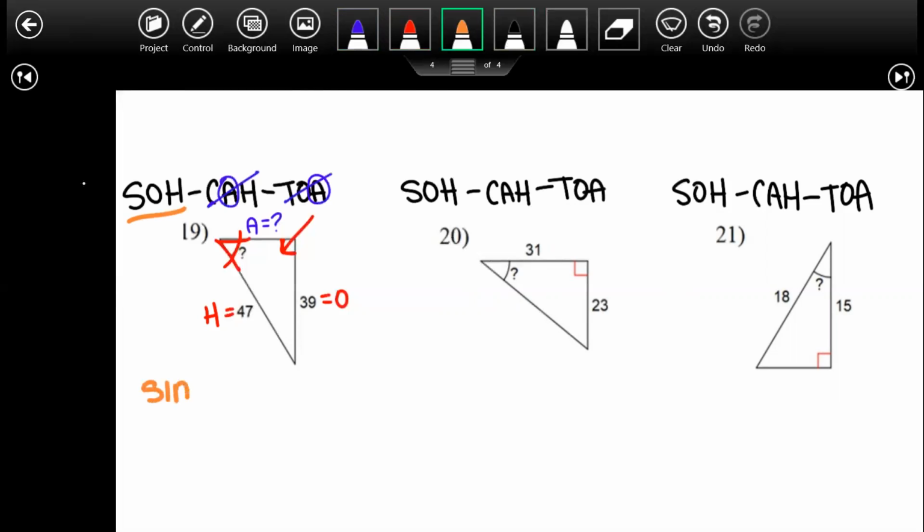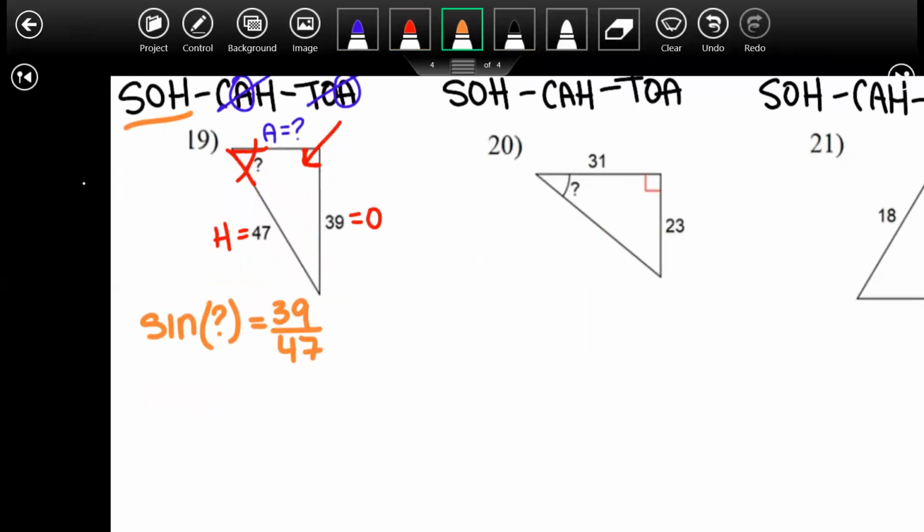Sine of my angle. Do I know what my angle is? No. So I'm just going to put a question mark in there. Is equal to our opposite over hypotenuse. You have to use the inverse of sine. We got to be able to use the inverse sine in order to solve for this. Sine inverse of 39 over 47.